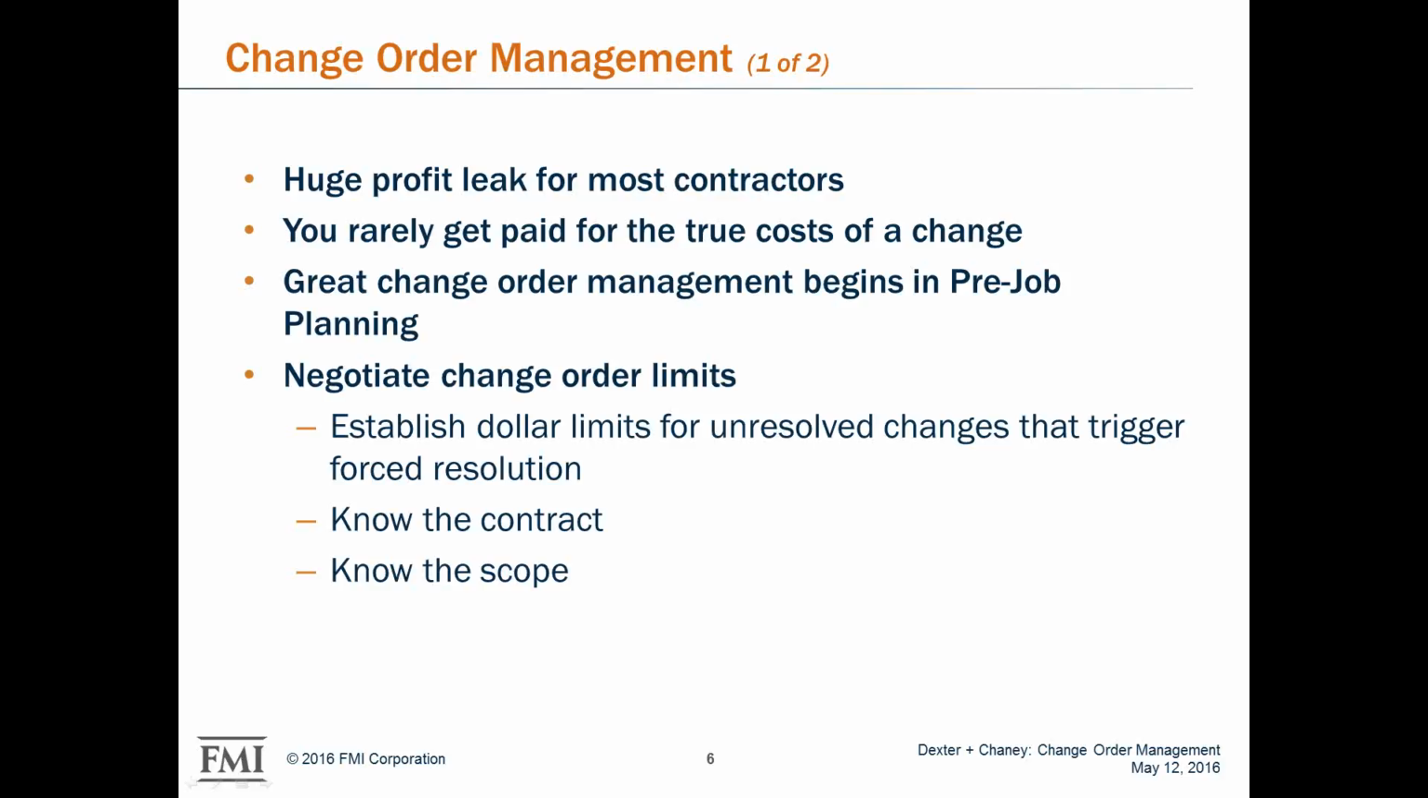And then you've got to negotiate change order limits. Establish dollar amounts on the front end for unresolved change orders. If you get to a certain dollar value of unapproved change orders, or change orders that were approved but haven't been paid, what are we going to do here? What happens? What are the rules? You've absolutely got to know the contract. Your team's got to know the contract, and you've got to know the scope, and your team, without a doubt, has got to know your scope of work.